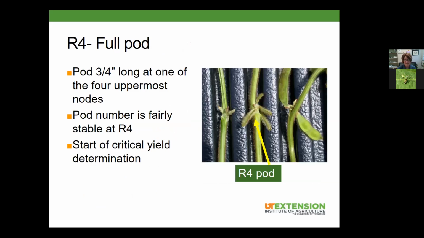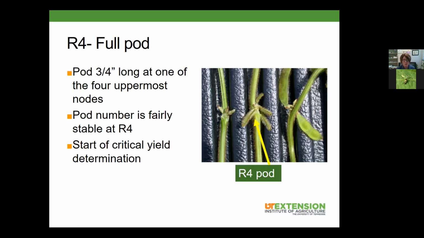R4 is next. Basically, pods that make it through R3 will elongate. An R4 pod is about 3/4 inch long, again on at least one of the top 4 nodes of at least 50% of the plants in the field. And this picture on the right is a nice way of describing the differences between an R3 size pod, an R4 size pod here, and then this is R5. This is early seed, which would be the next stage. You can see very visual differences, and they're pretty easy to spot.